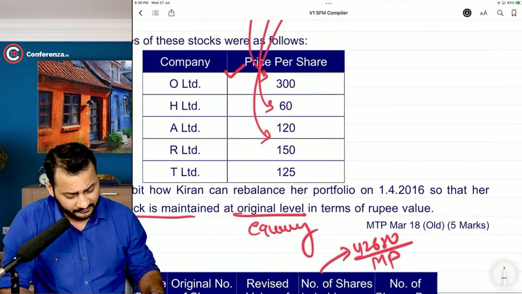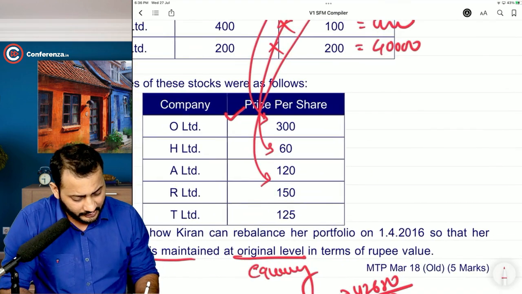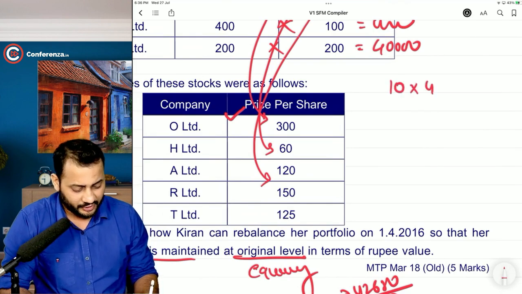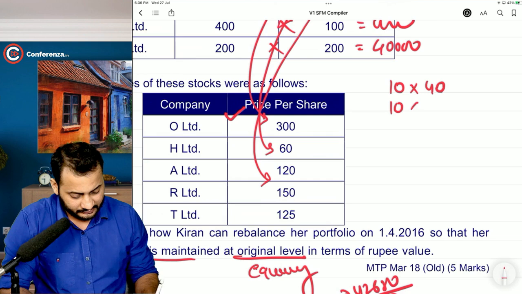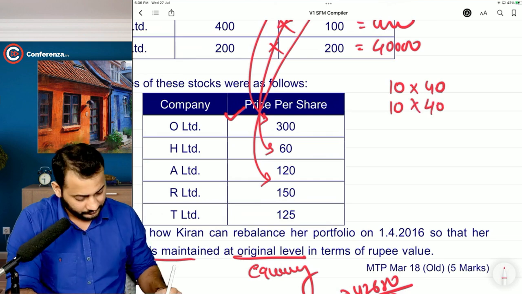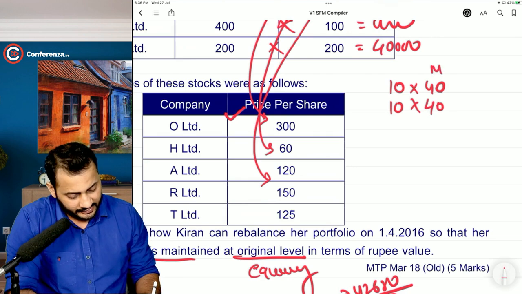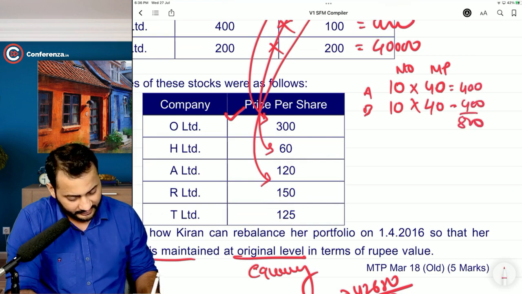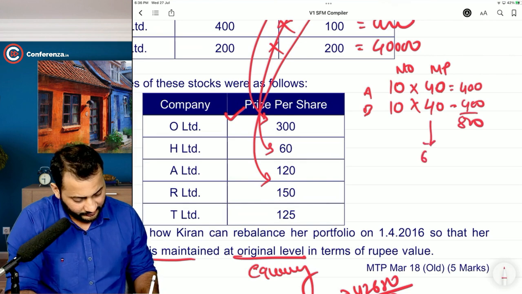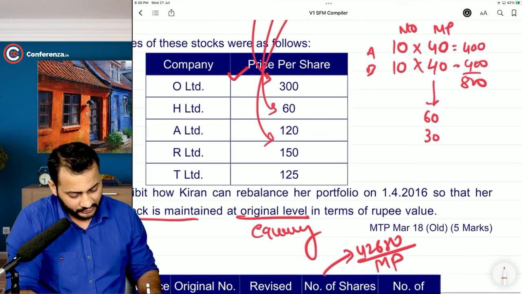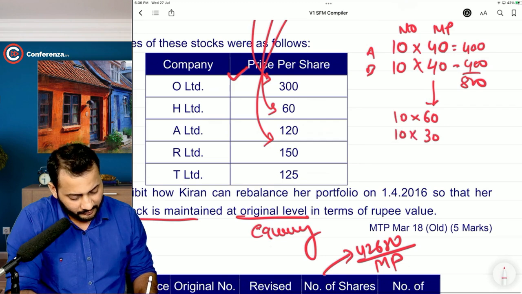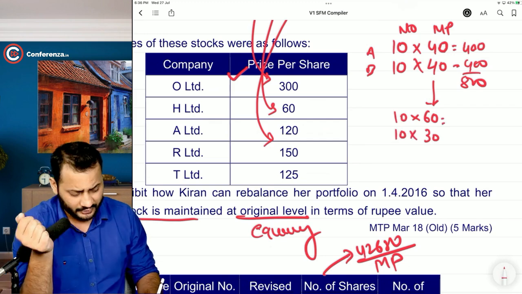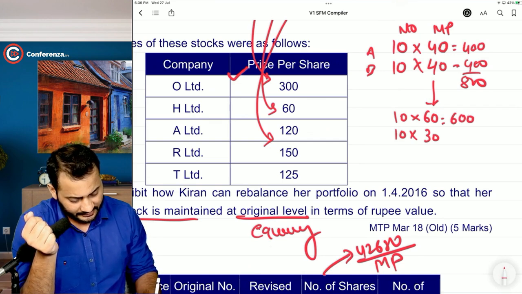See, sir, I will tell you one thing. You purchased 10 shares at 40 and 10 shares at 40. Let's say, for example, this is the market price, this is the number of shares, this is the stock AB. So the total is 400, 400, 800. The other day the prices went to 60 and 30. So you again multiplied it with the number of shares and found the total value. It is 600 and 300. So the total is 900.